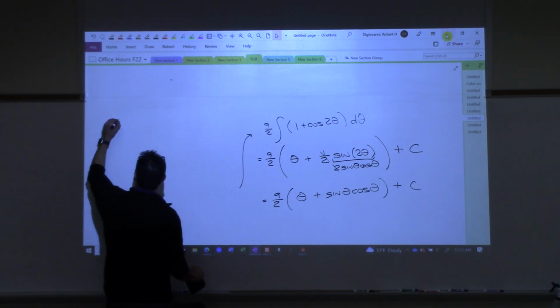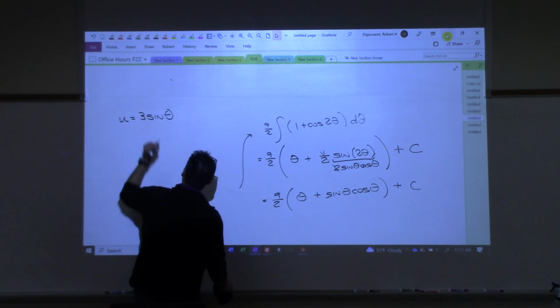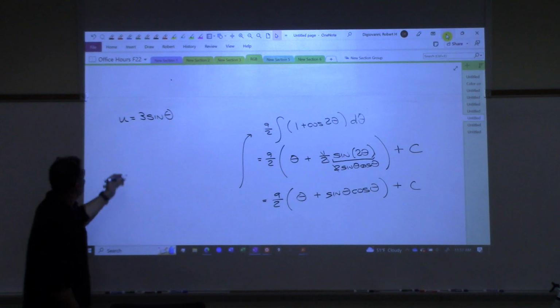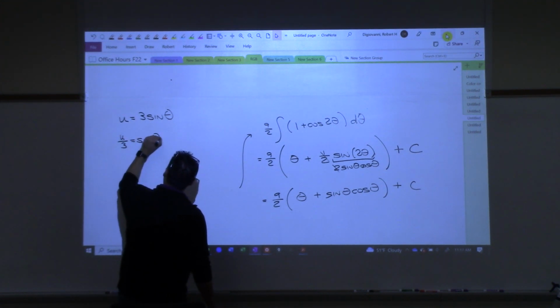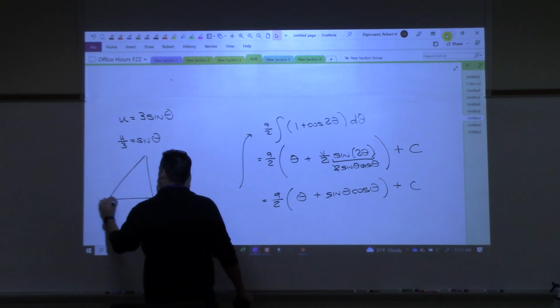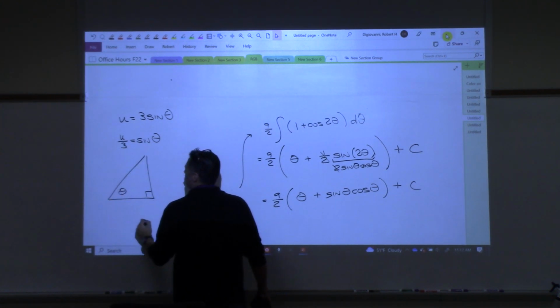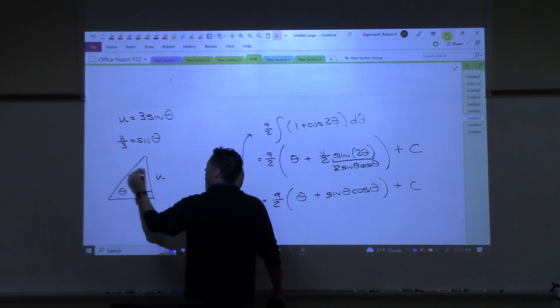And the trig sub that we did was u is equal to 3 sine theta, right? That was our trig sub. And from that, I create a ratio on the left side. U over 3 is sine theta. And then from that, I draw my triangle. Here's theta. Sine, by definition, is opposite over hypotenuse. So this is u, this is 3.